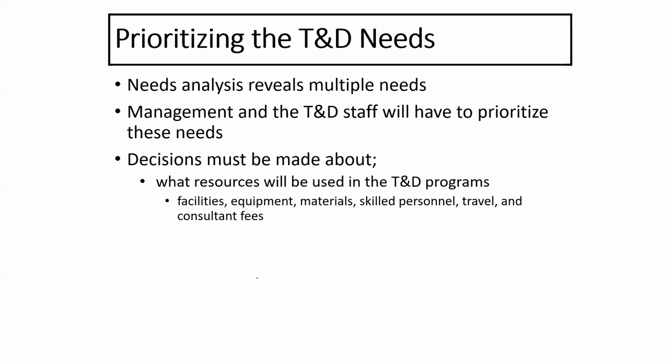The management and the training and development staff will have to prioritize those needs depending on the business or strategic priorities of the organization. Then decisions must be made about what resources will be used in the training and development: facilities, equipment, materials, skilled personnel, travel, and consultant fees. By considering all these factors, we can determine which identified needs need to be prioritized. Based on these factors, we can prioritize the training needs and then prioritize training depending on the prioritized training needs. Then we can start the next step, right? So with this slide, that's all about the needs assessment.